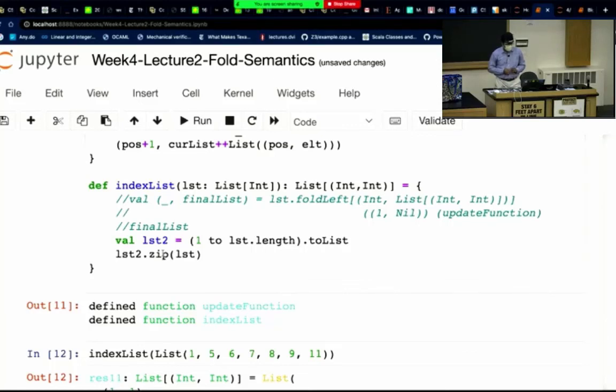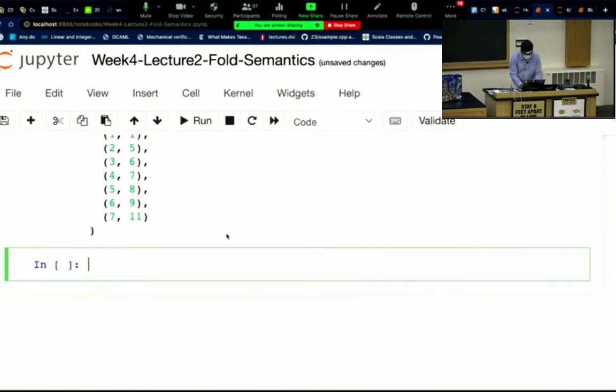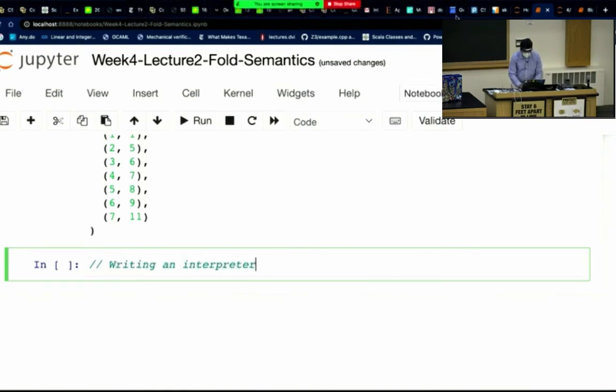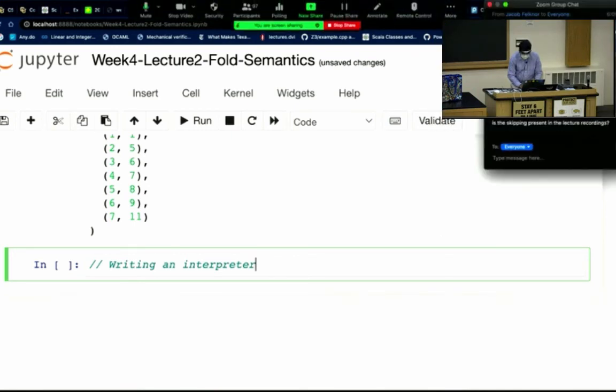Good. So if that is good, then let me go ahead and switch topics to the next topic, which I wanted to talk about in this class. And this topic is writing semantics and writing an interpreter. So writing an interpreter. Okay. So let's see. Before I do that, are there any questions that I should talk about?